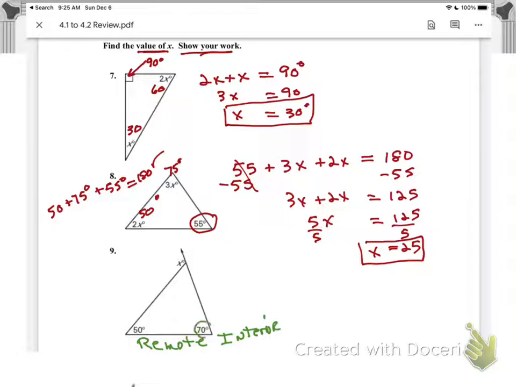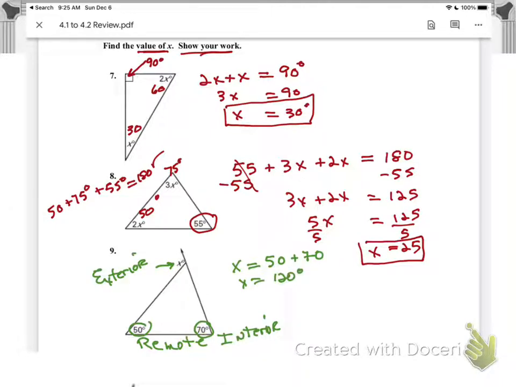Okay, so these two angles are the remote interior. This angle right here is the exterior. What I know is that the exterior equals the sum of the remote interior. So 50 plus 70 is what you want to calculate. So 50 plus 70 will give us 120 degrees. So therefore x equals 120 degrees.